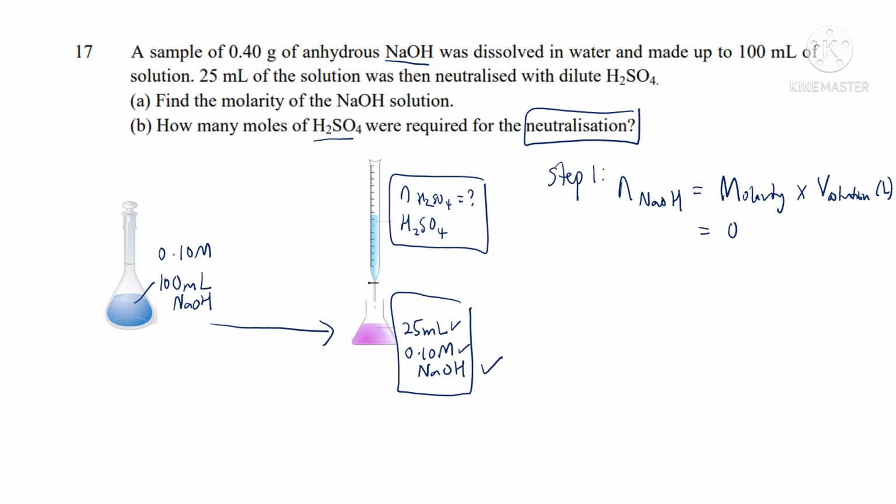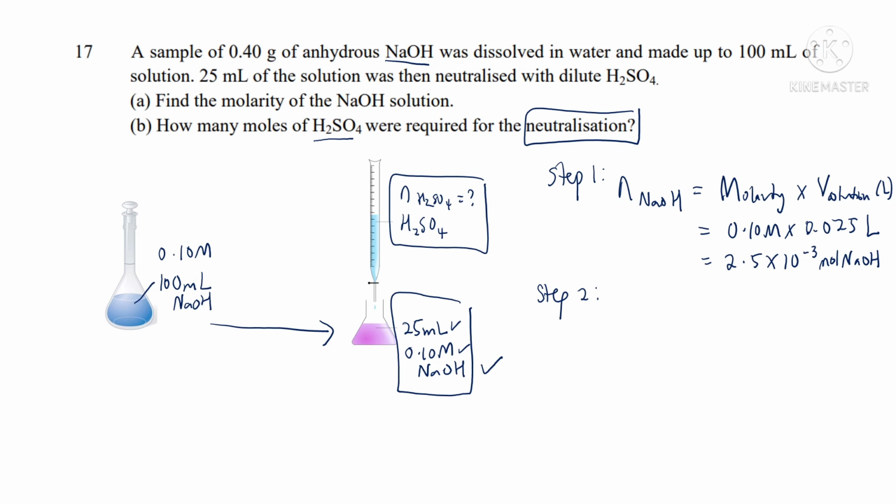And the molarity is 0.1 molar multiplied by 25 ml. We need to convert it to liter. So that would be 0.025 liter to give us 2.5 times 10 to the power of -3 mole of NaOH. Step number 2, we need to find what is the stoichiometric relationship between NaOH and sulfuric acid.